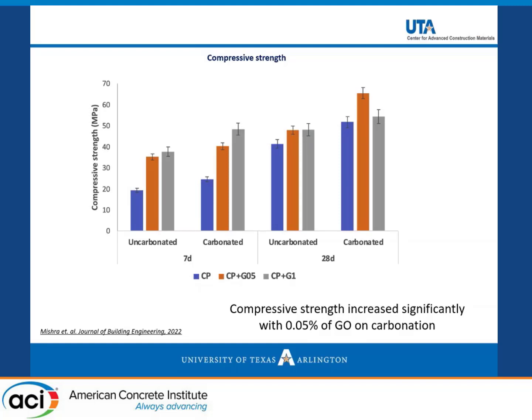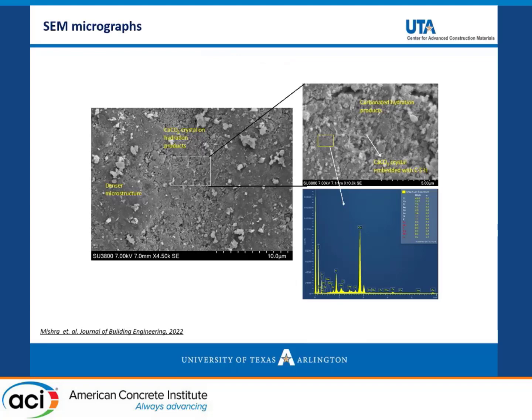So if you start with the left, uncarbonated, when you add GO, compressive strength increases, and we are talking about 0.05% or 0.1%. After carbonation, the compressive strength increases for plain cement without GO, as well as with GO, but it increases even more. So with GO, you have a higher compressive strength when carbonated, even without carbonation.